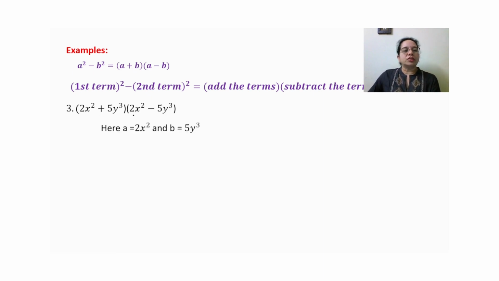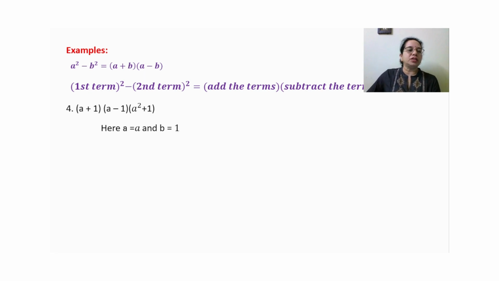Again, check your first term is same, second term is same, middle signs are different. It means again we will use the third identity. And what is the third identity? First term whole square minus second term whole square. So this will be 4 2 square means 4x raised to the power 4 minus 5 square is 25 and y raised to the power 3 2s are 6. Third identity is very easy.